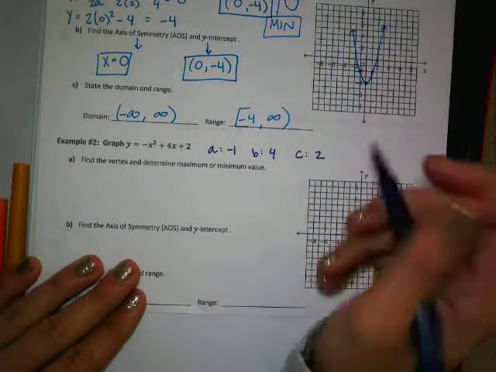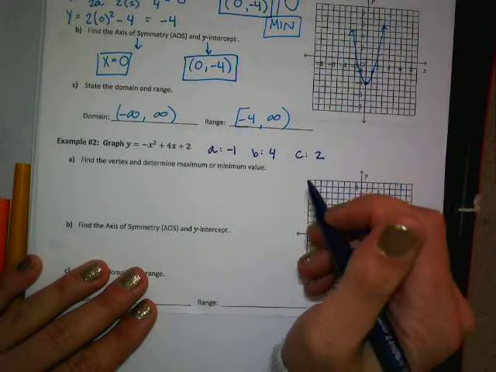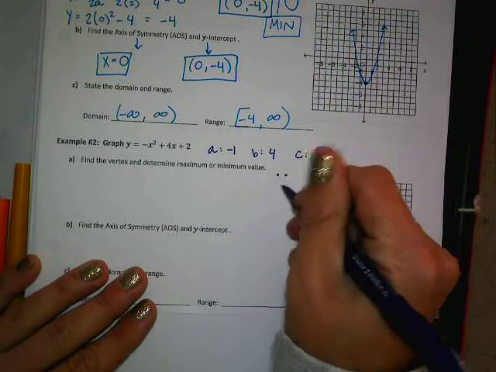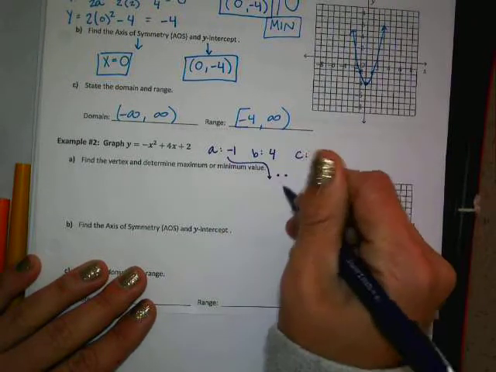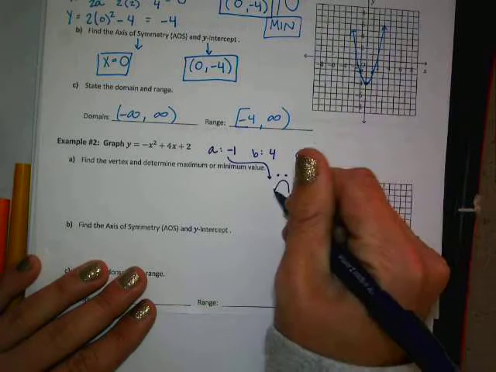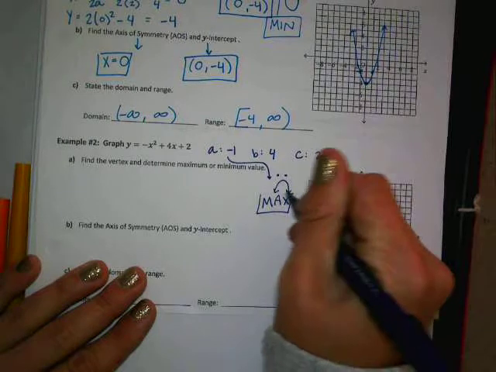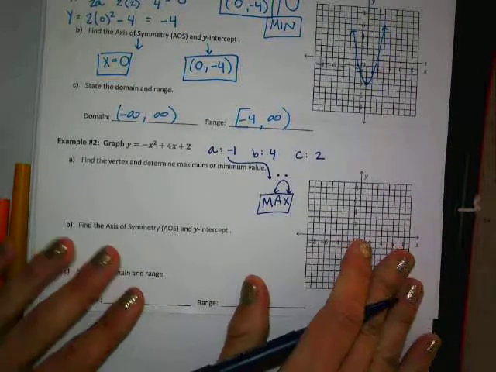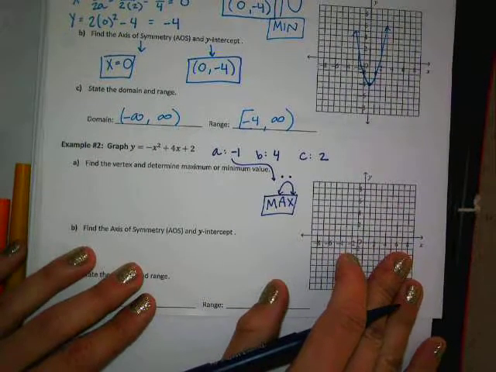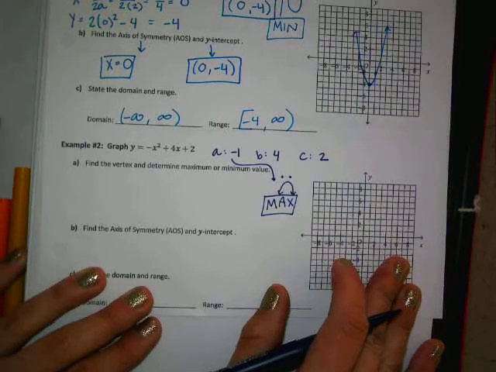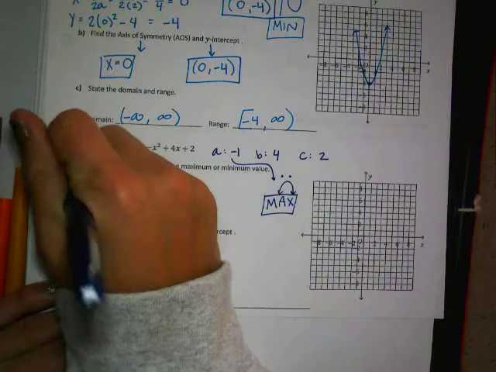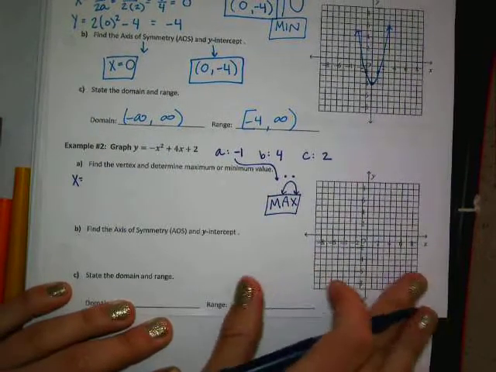Gip, tell me, do I have a maximum or a minimum? A maximum, good, because my A is negative, so I have a sad face, which gives me a max. That's so sad. Like, they're not at the max. When you're sad, you're not at your max. Okay. All right.